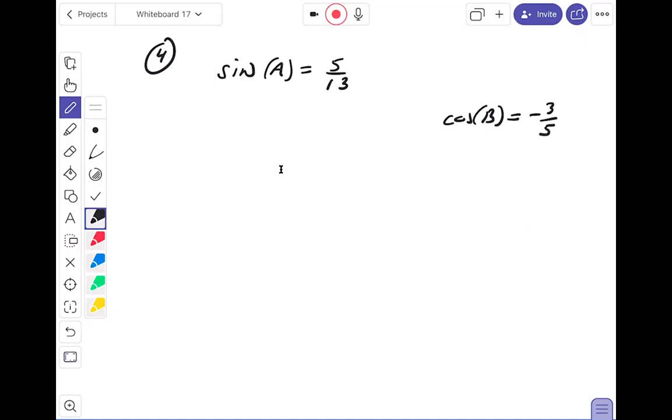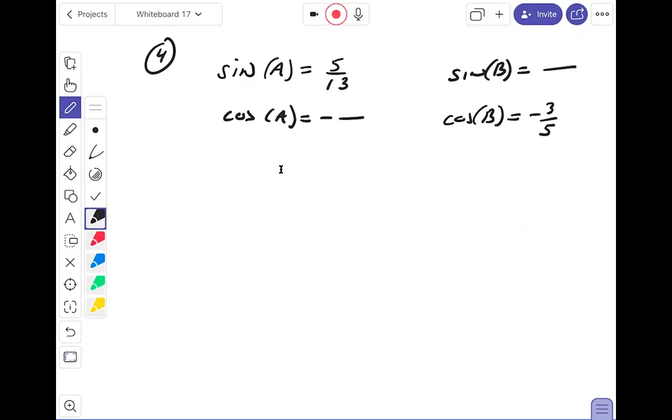All right, now what do they want to know? Well, before they want to know something, they're telling me something about A and B, and they're telling me that A and B are in the second quadrant. All right, so I think I can write this down. So I know the cosine of A is going to be a negative number. It's in the second quadrant. And I know the sine of B is going to be a positive number. And again, it's in the second quadrant.